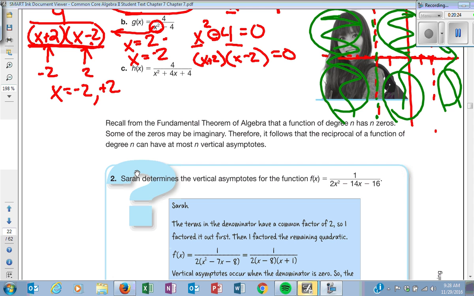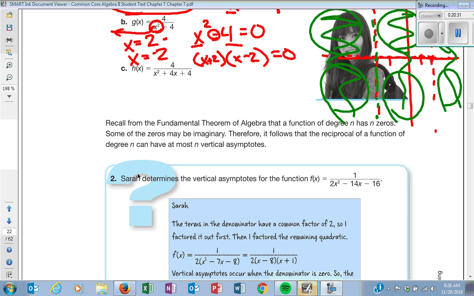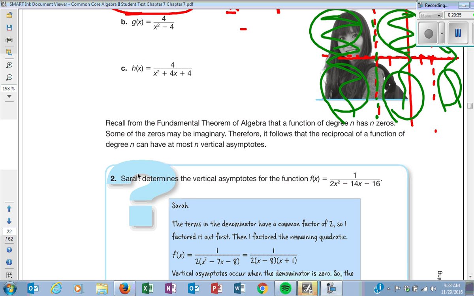All right, part C says for me to find the vertical asymptotes. Again, this is just asking for vertical. I'm just going a little bit farther to try to make some connections for later on.